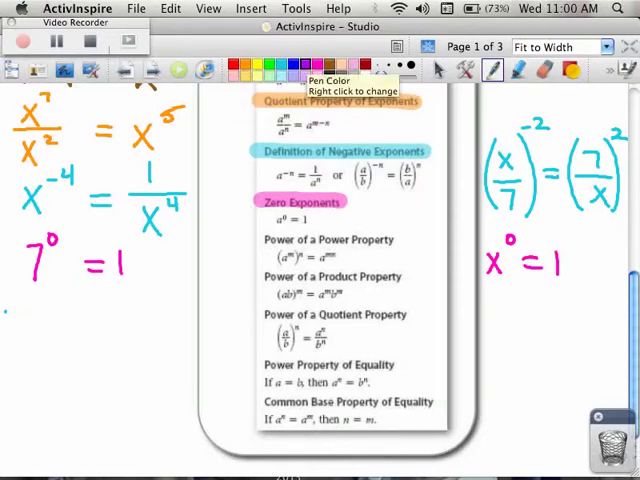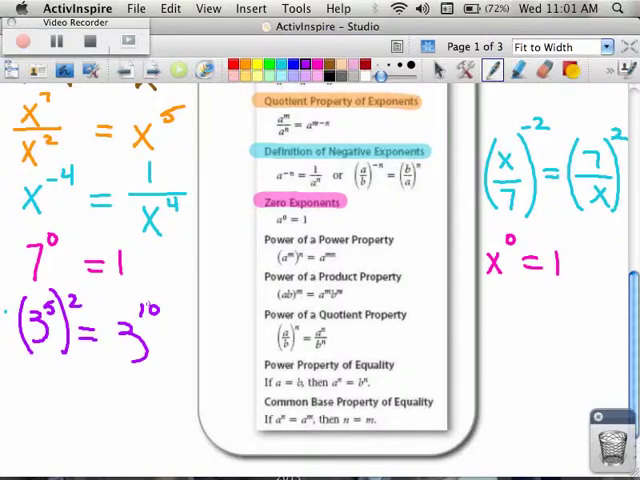Power of a power property is when you see something like 3 to the 5th power, and then that gets raised to another power like 2. What that means is I really have 3 to the 10th power. So whenever you see two powers right next to each other, one inside parentheses generally speaking and one outside, you multiply the exponents. A power to a power, you multiply them.